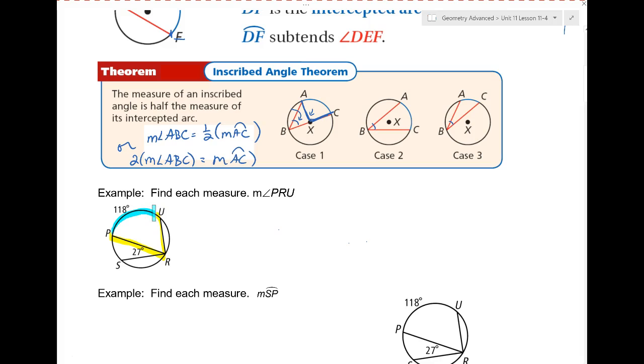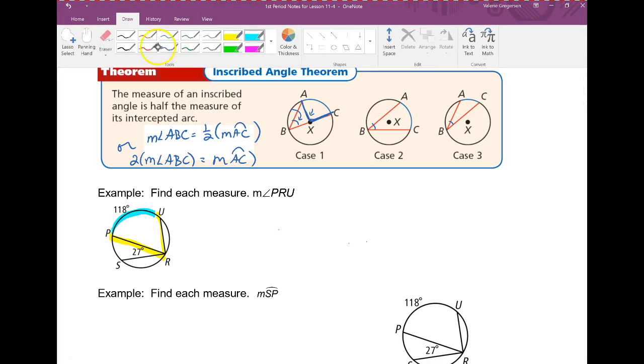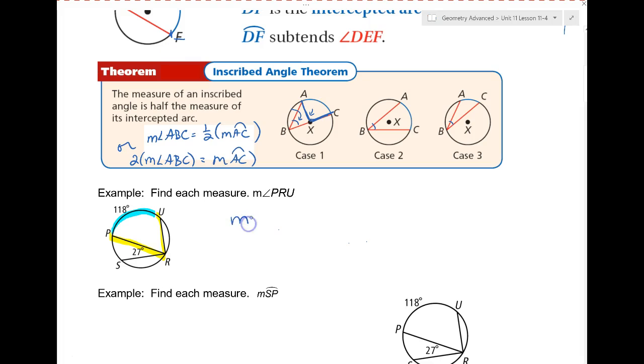Well, where's the vertex of that angle located? You always ask yourself this. Where's the vertex located? On the circle. So it must be an inscribed angle. So what are we going to do? To find its measure, the rule says I have to find half of its intercepted arc. So we know the measure of angle PRU is 1/2 the measure of arc PU. So that's going to be 1/2 of 118 degrees. What's that going to be, guys? 59 degrees, right?